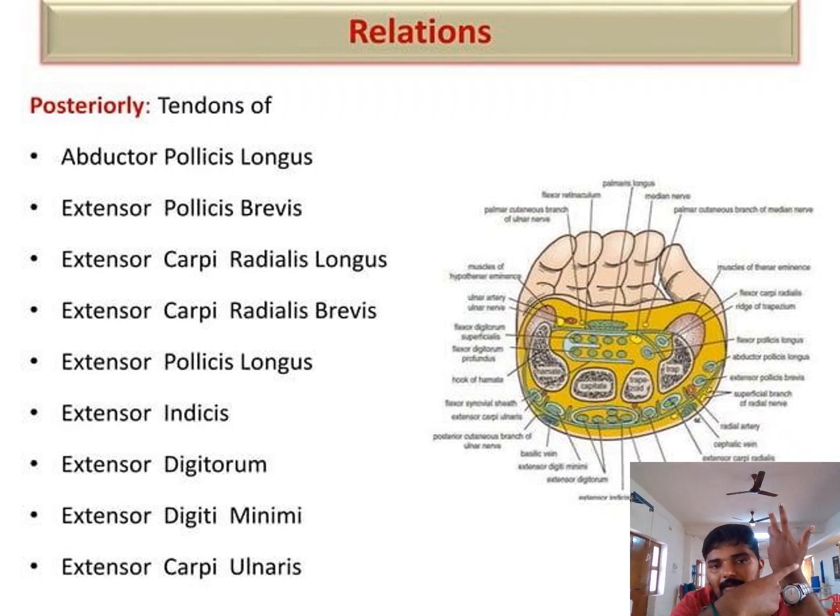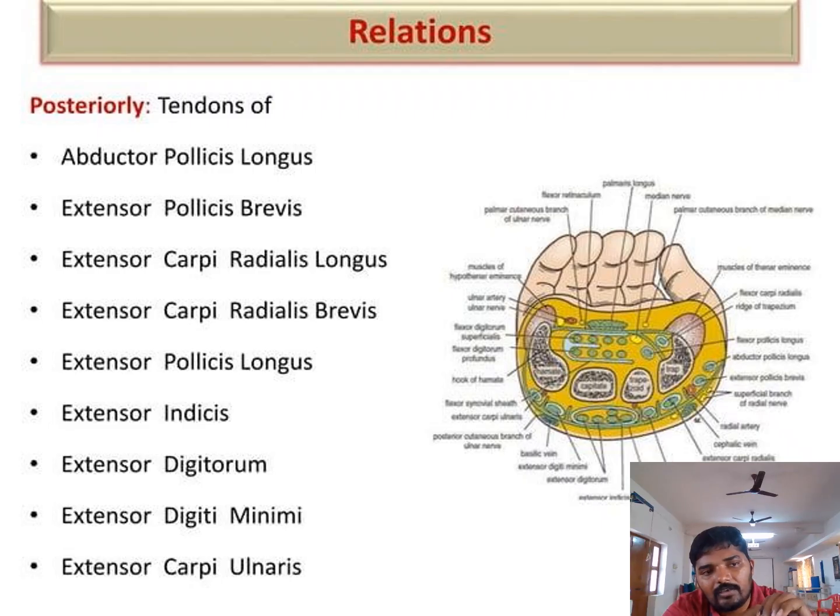Then extensor carpi radialis on this surface: extensor carpi radialis longus and extensor carpi radialis brevis. Brevis is the short muscle, longus the long muscle. These are mainly helpful for wrist extension. Then the extensor pollicis longus tendon is also helpful for thumb extension. Then extensor indicis is also there, mainly for finger extension in this area.